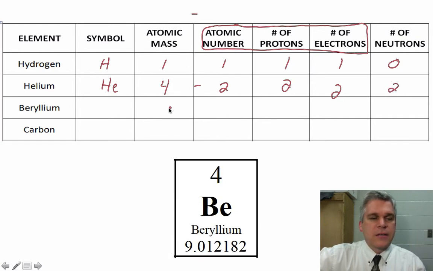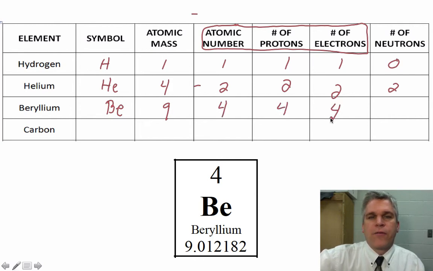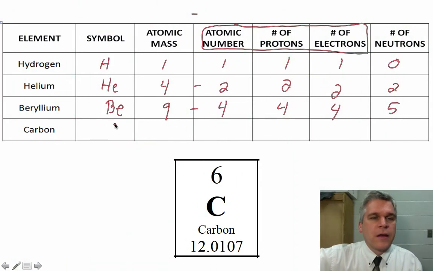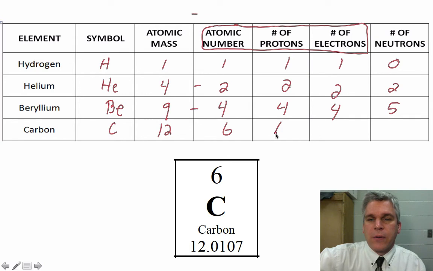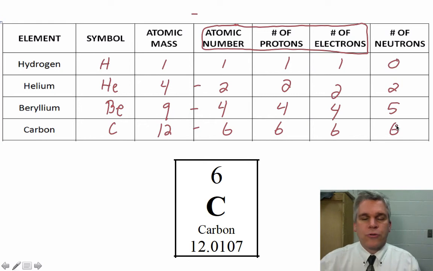Let's take a look at beryllium. Beryllium is Be. It has an atomic mass of 9. Its atomic number is 4. So we know that it has 4 protons and 4 electrons. 9 minus 4 is 5 neutrons. Carbon is C, has an atomic mass of 12, atomic number of 6. So again, we know that it has 6 protons and 6 electrons. 12 minus 6 is 6 neutrons.